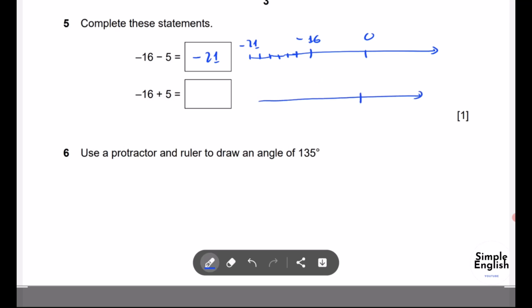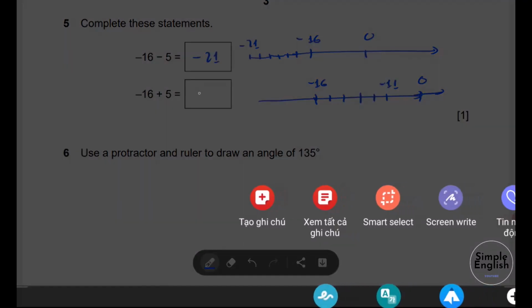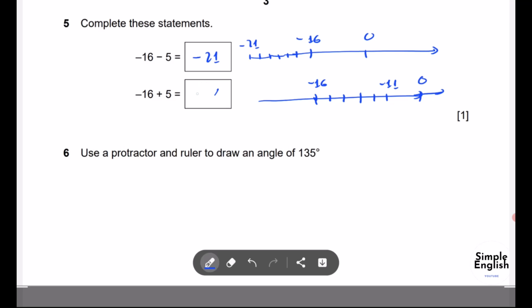So the second statement, here we have negative 16, and remember, we plot positive 5. That means we have to go to the right 5 units, right? 1, 2, 3, 4, 5. Here it means 0, and so 1, 2, 3, 4, 5 means negative 11. So we have negative 11.